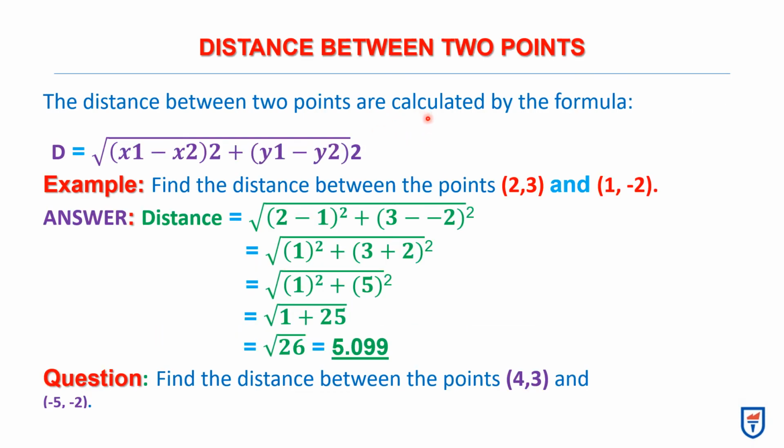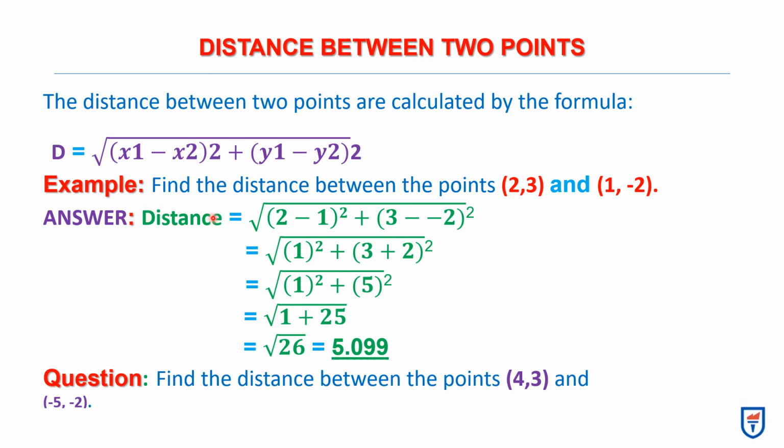Now we're looking at the calculation of the distance between 2 points. The distance between 2 points is calculated by the formula d, representing the distance, is equal to the square root of (x1 minus x2) to the power 2 plus (y1 minus y2) to the power 2. So for you to be able to calculate the distance between 2 points, you need to have those 2 points.